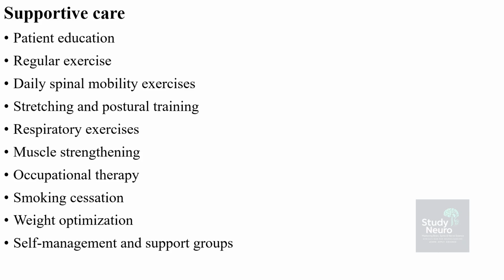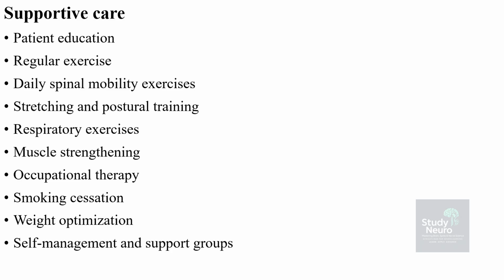Supportive care is a central part of managing ankylosing spondylitis, working next to medical treatment to preserve mobility and physical function. Patients should understand their condition and learn practical self-management strategies that can be continued over the long term. Regular exercise is especially important. Daily spinal mobility exercises, stretching, and postural training help maintain movement and reduce stiffness, while muscle strengthening supports function. Respiratory exercises can also help preserve chest expansion and breathing capacity.